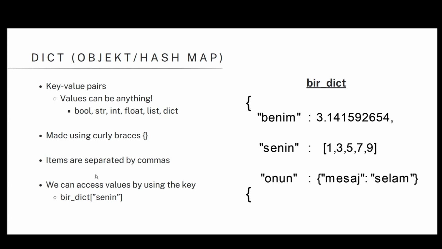And we can access values by using the key. So just like a dictionary in real life, we look up a word and then we find the definition. We do the same thing with dictionaries. So we have the dictionary right here. Senin is the key. So senin, and then it would print this list. We can see that right here.